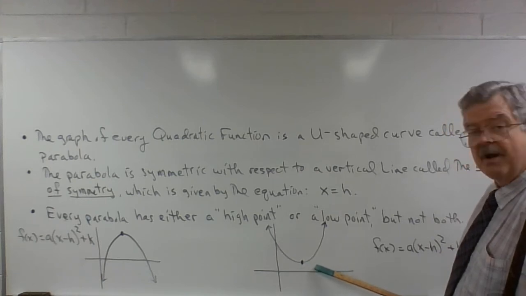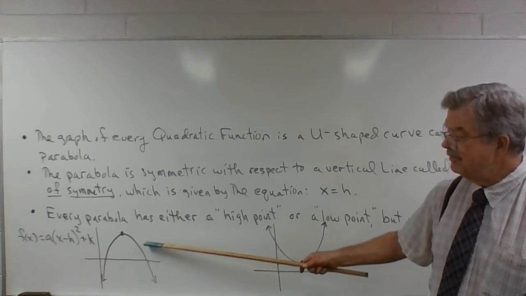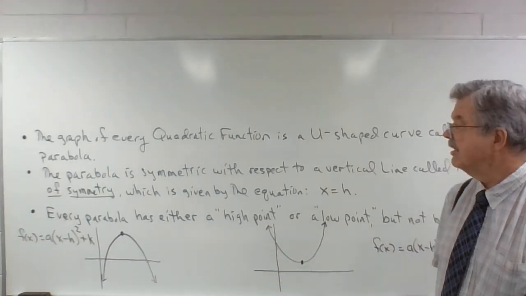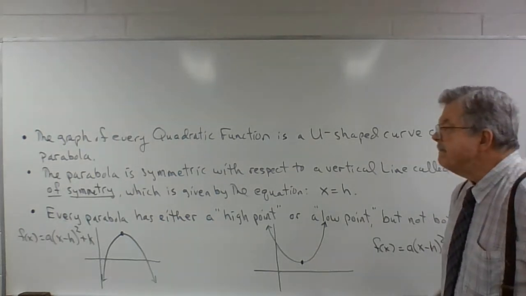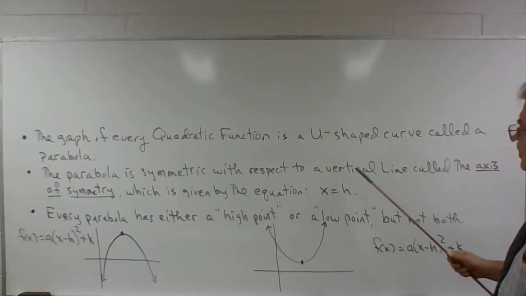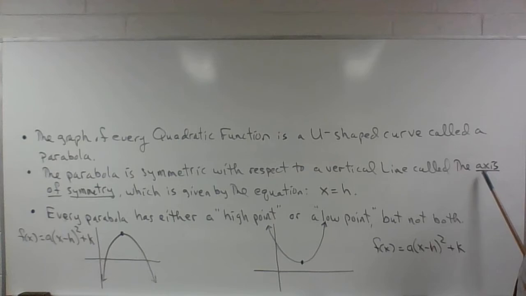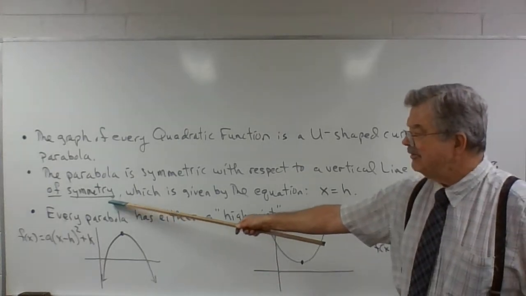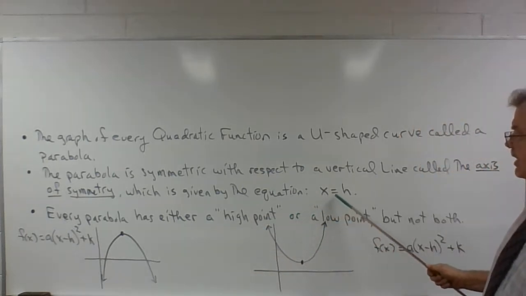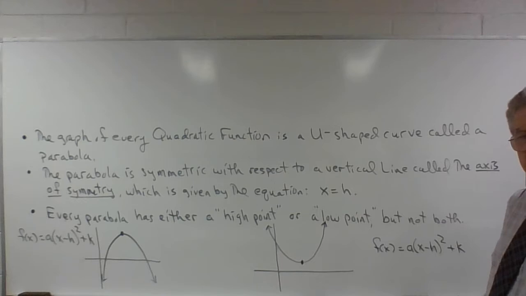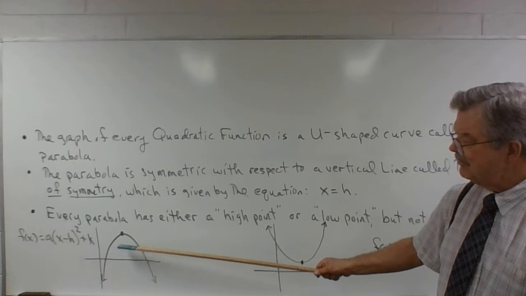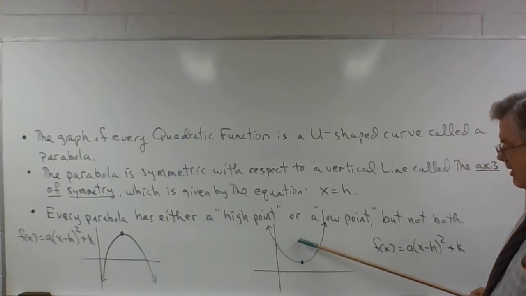But notice one thing. Both of these graphs are U-shaped curves that we call a parabola. Here the U is turned upright. Here the U is turned upside down. They're both parabolas. Now, it says here a parabola is symmetric with respect to a vertical line called the axis of symmetry. And that vertical line is given by the equation x equals h. Well, let me see if we can figure out what the axes of symmetry are here and here.